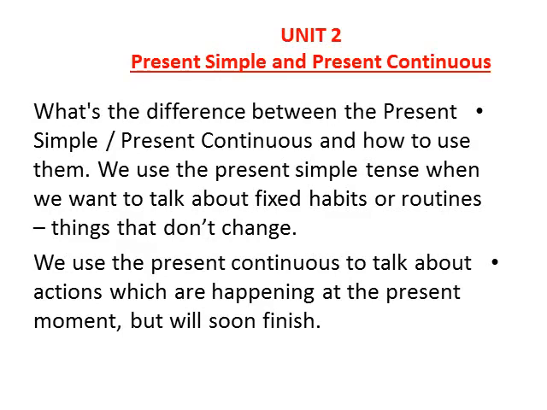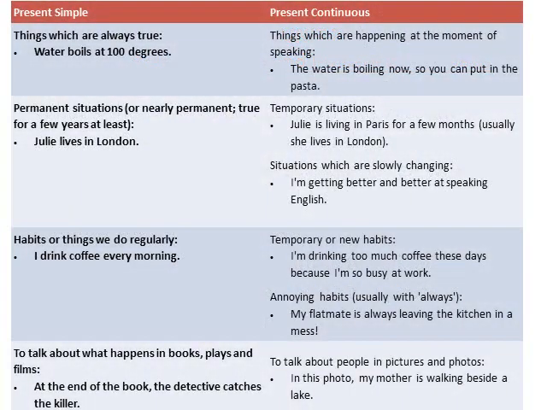What's the difference between the present simple and present continuous and how to use them? We use the present simple tense when we want to talk about fixed habits or routines, things that don't change. While we use the present continuous to talk about actions which are happening at the present moment but will soon finish. بهالعمودين احنا راح ناخذ الفروقات بين ال present simple وال present continuous بصورة مختصرة ولكل حالة مثال.